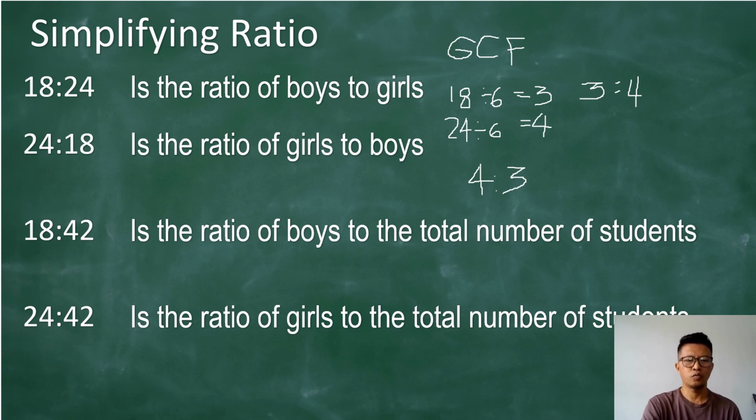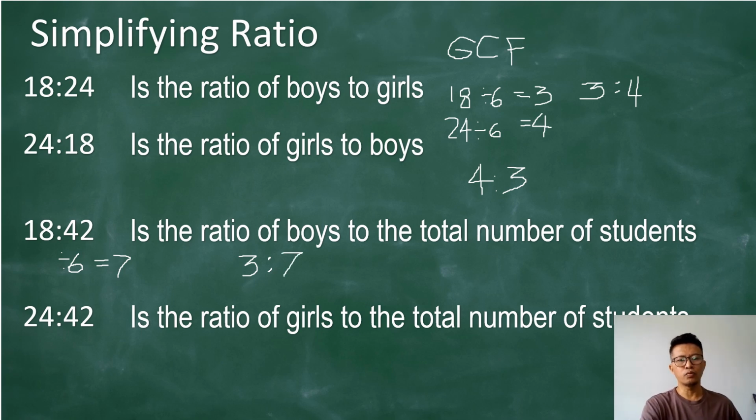Now, if you're going to ask, what is the ratio of boys to the total number of students? In its simplified form, since 18 is 3, so we have 3 is to... Okay, 42 divided by 6. So this 42 will be divided by 6, that is equal to 7. Okay, so that is 3 is to 7.